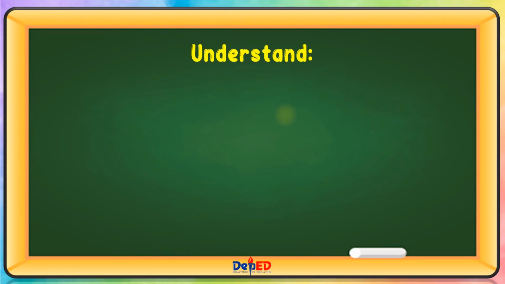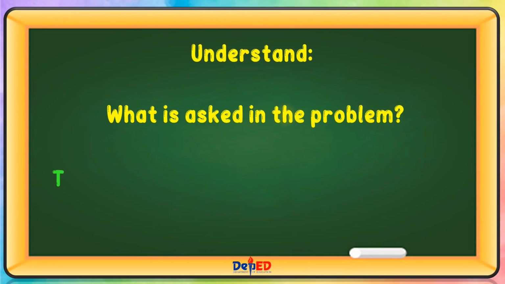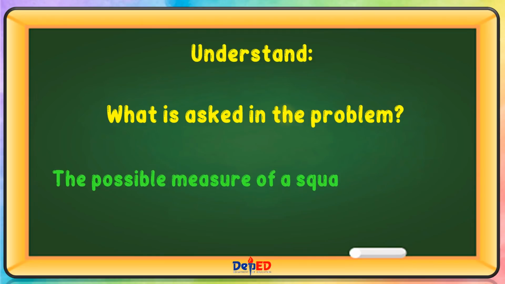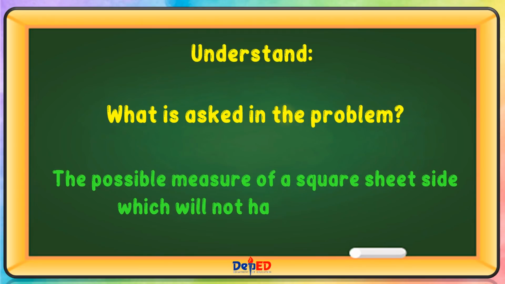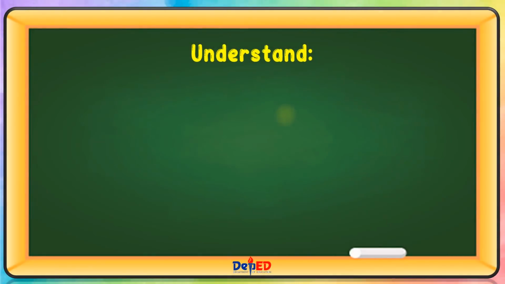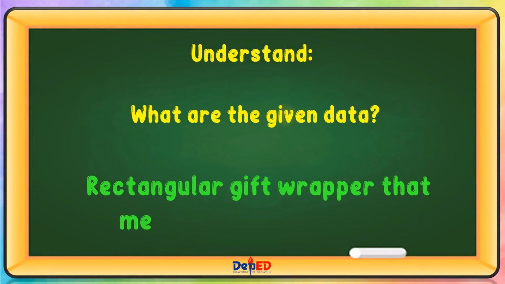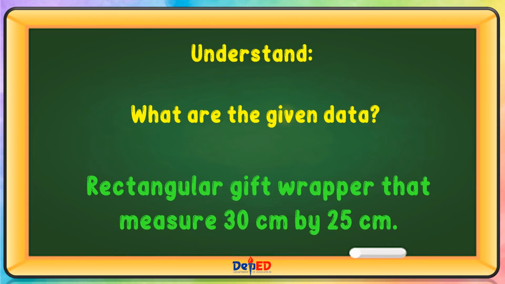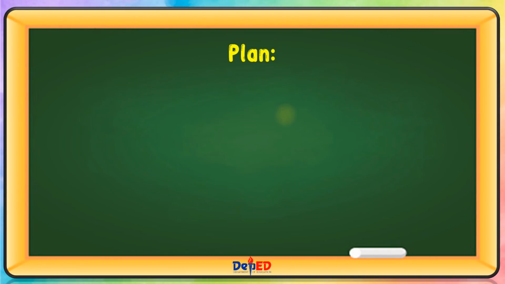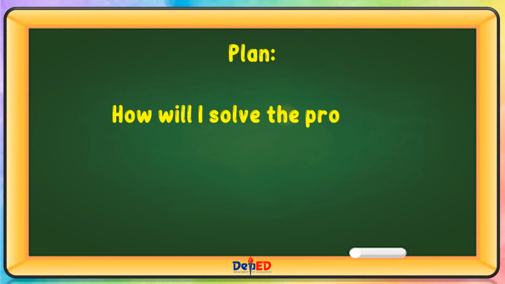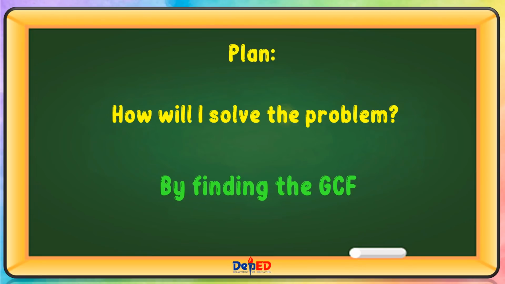Understand what is asked in the problem. The possible measure of a square sheet side which will not have a leftover. What are the given data? Rectangular gift wrapper that measures 30 cm by 25 cm. Plan. How will I solve the problem? By finding the GCF.